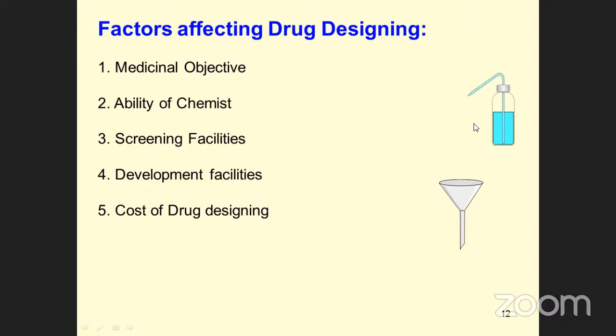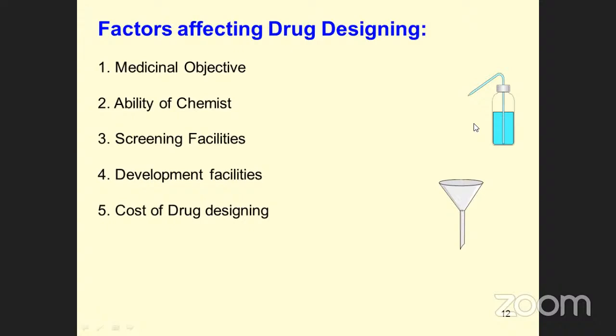Second is ability of chemist. Obviously, this is very crucial. This is because we, being the chemist, must be able to synthesize that molecule correctly, purify it, characterize it, and then go for biological testing. That's why the third factor is introduced, called screening facilities. Suppose you want to prepare or manufacture a drug for tuberculosis and none of your friends or collaborators has any experience of tuberculosis testing, then you are in big trouble. So screening facility is a major factor.